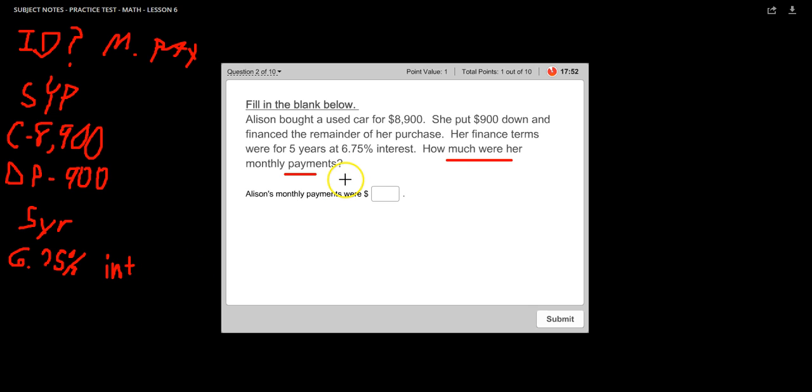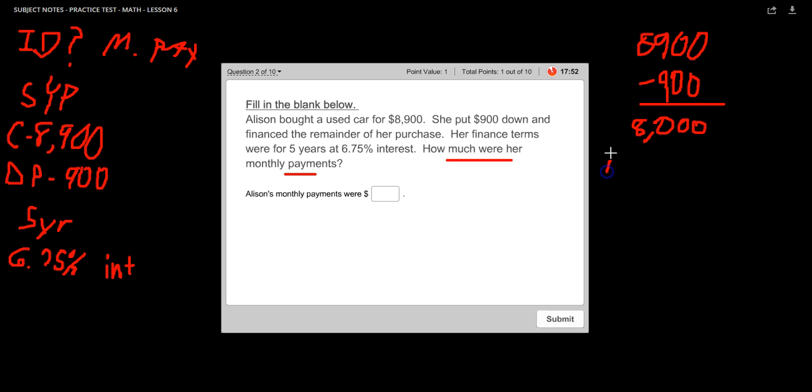Now, if she bought the car for $8,900, but she put $900 down, that means that the total amount she financed is $8,900 minus $900. So the total amount she financed was $8,000. Okay, so that's the first thing we have to recognize to do. So now we have $8,000 is the amount being financed.